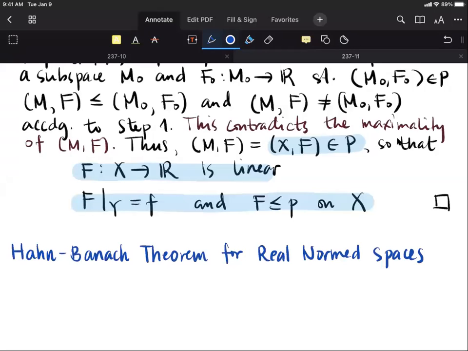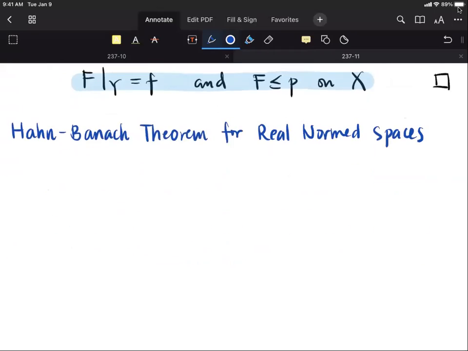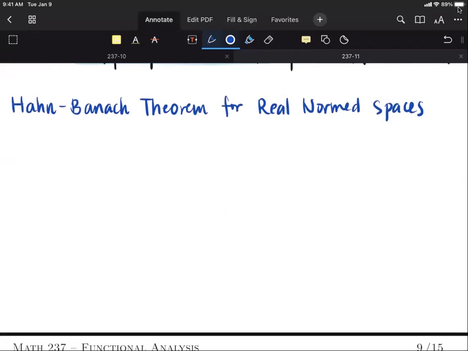So that's the Hahn-Banach theorem for real vector spaces. Now we add another structure, namely a norm on the vector space. And as a result, we can talk about the dual. So is it possible to extend a bounded linear functional on a subspace into the larger space? And this is the content of the following version of the Hahn-Banach theorem.